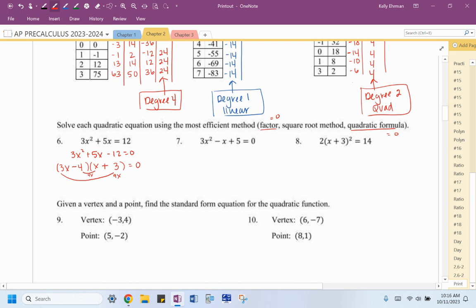I need to get 5x, which will happen if I put a plus here and a minus over here. Okay? So what are the solutions? X equals 4/3 and negative 3. I would say factoring is more efficient than quadratic formula for that one.